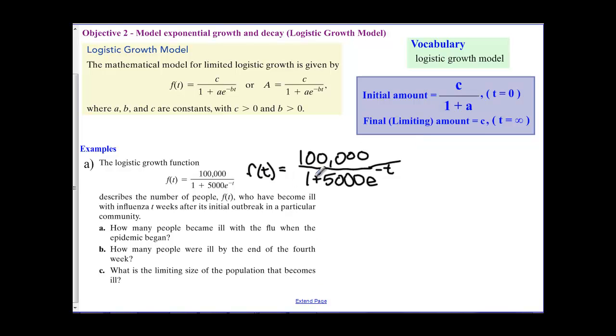So for A, you guys can probably look and tell, but F of 0 is going to be the 100,000 over the 1 plus 5,000, and then e to the 0 is what? Yeah, just 1. So this just becomes what? Just 5,001 on the bottom?